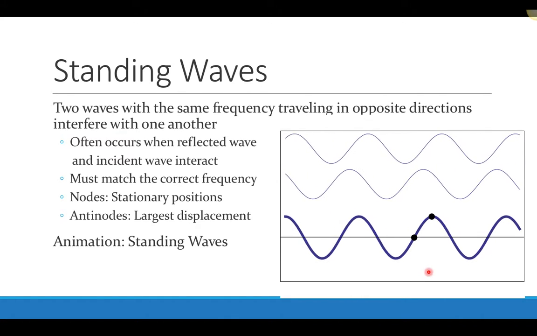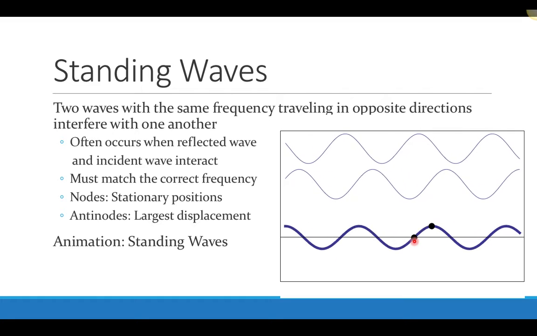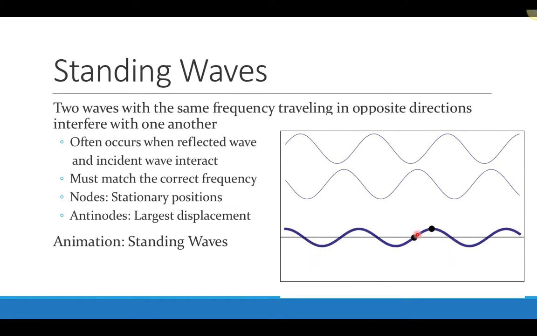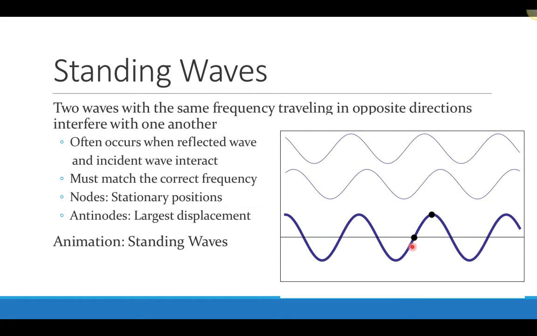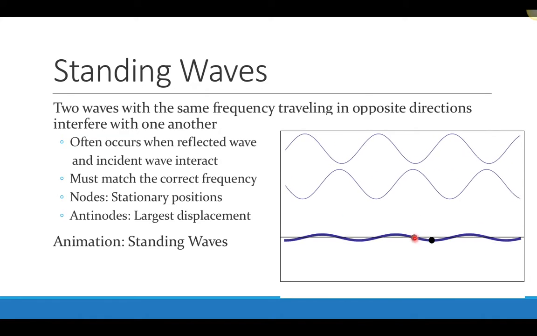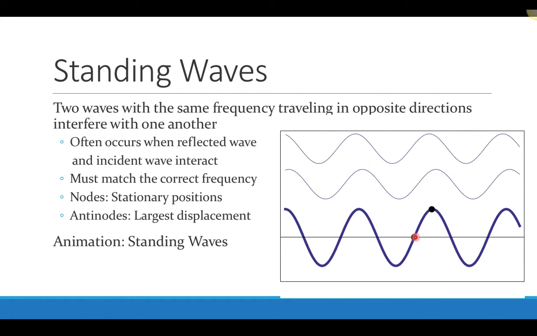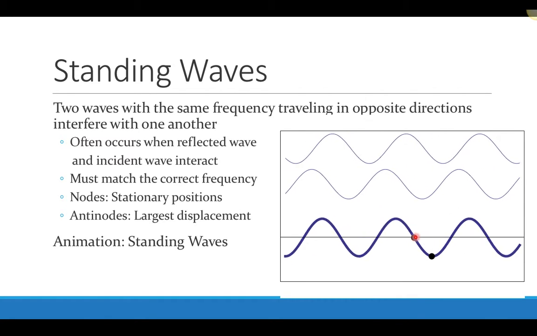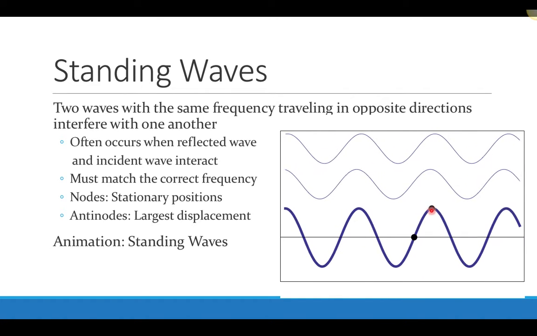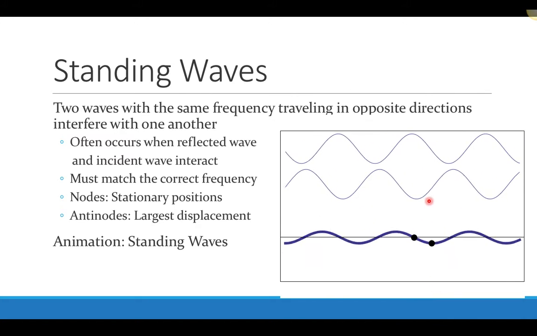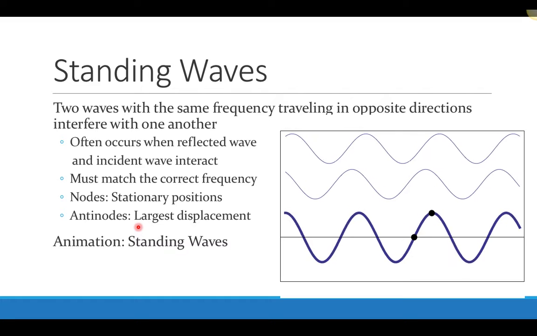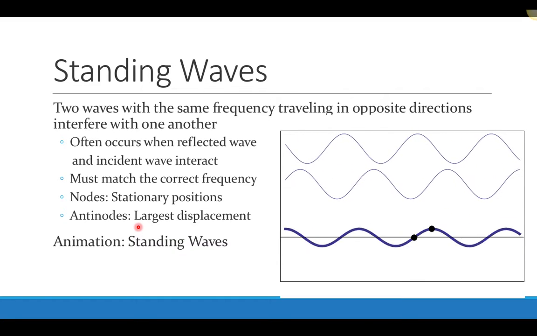One of the important things about standing waves is that you have regions where the two waves that are interfering with one another always cancel out. That's this location right here, where the amplitude of the wave at that particular location is always zero, and that's called a node. The place where you have the largest vibration is called the antinode. So let's look at a couple of different pictures that show standing waves and talk a little bit more about it.